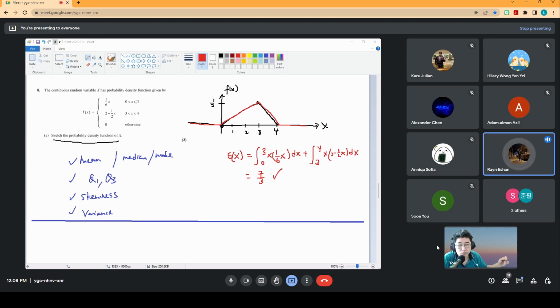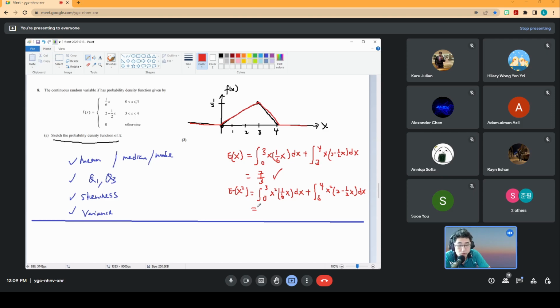Integration of x squared from 0 to 3 of 1 over 6x, plus the integration of x squared times 2 minus 1 over 2x from 3 to 4, and then minus 7/3. Okay, so the expected value of x squared is the integral from 0 to 3 of x squared 1/6x dx plus the integral from 3 to 4 of x squared of 2 minus 1/2x dx. So you should have a number, an answer.